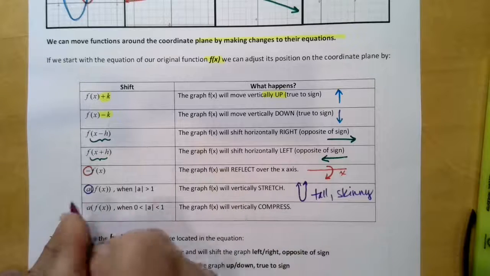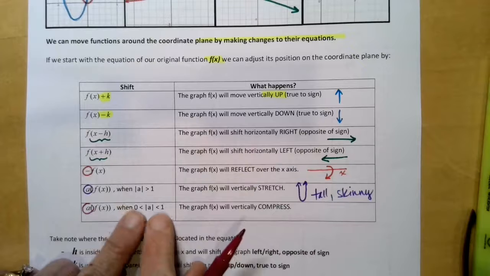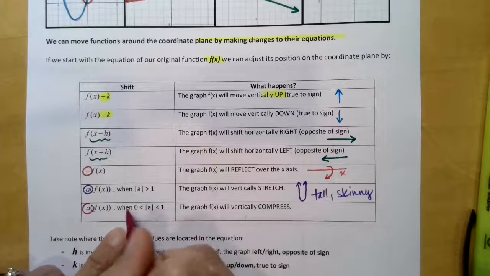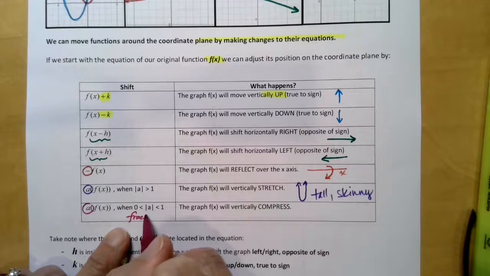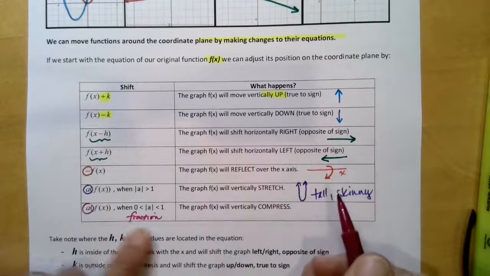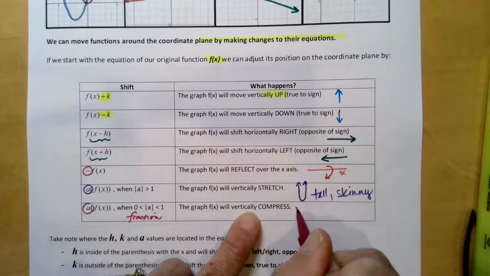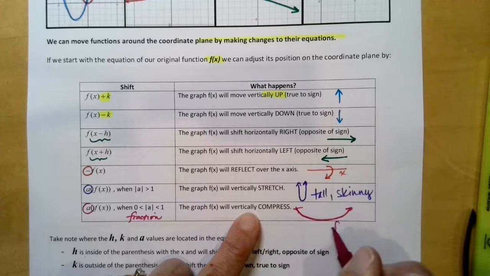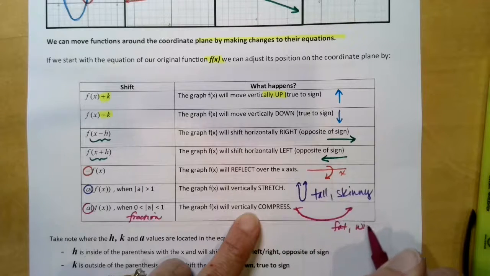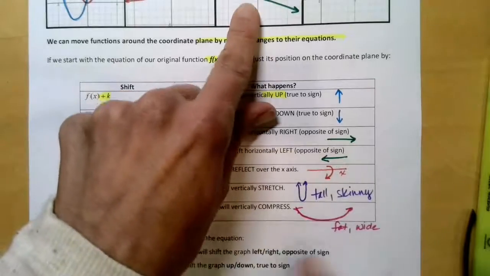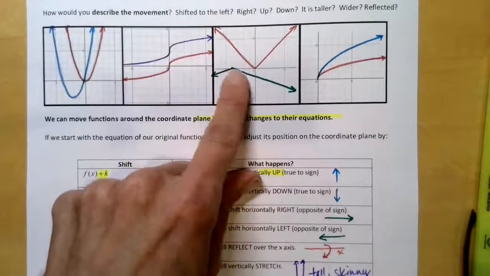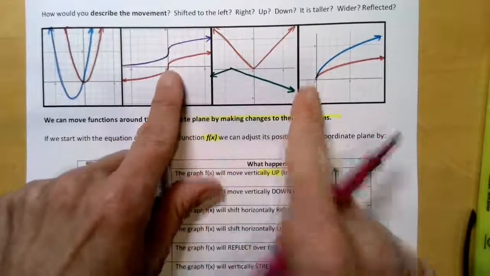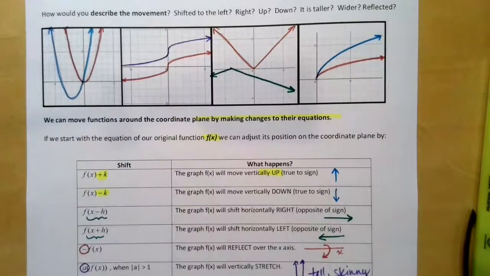If my a out front is between 0 and 1, which means it's going to be like a fraction, right? If I have like 1/2, 1/3, 1/5, then my graph is going to be compressed. It's going to be fat. It's going to be a fat and wide graph. It's kind of what I feel like is happening again with this one. See how he looks more spread out? I wonder if that's that one.